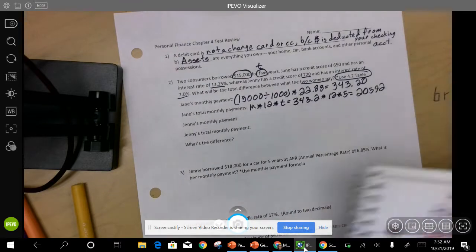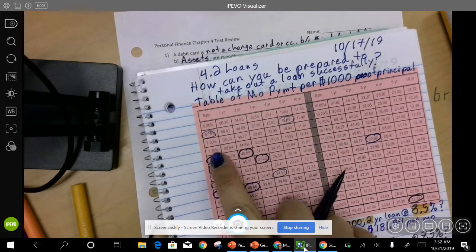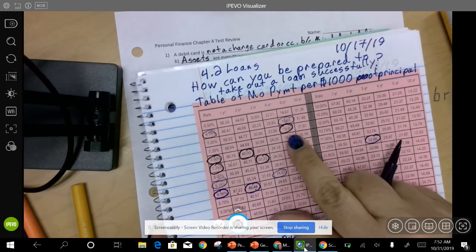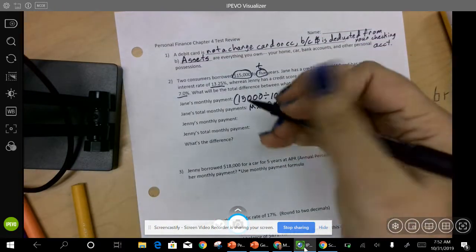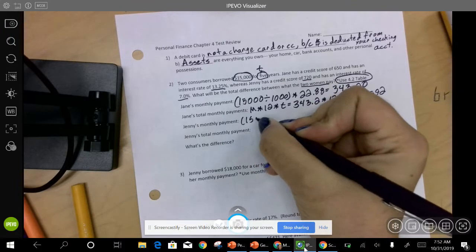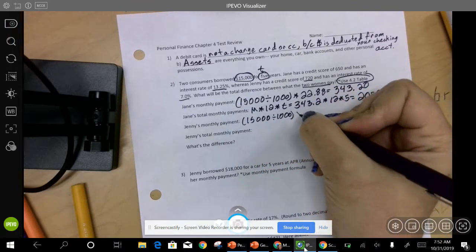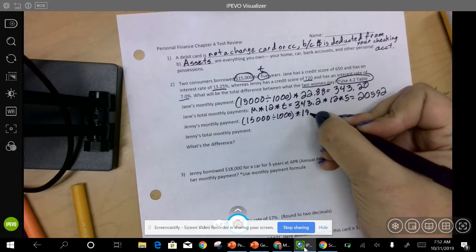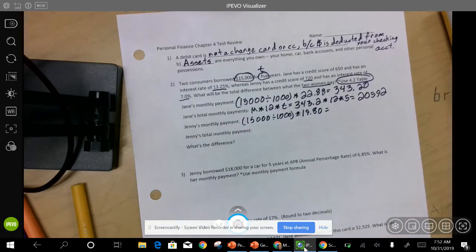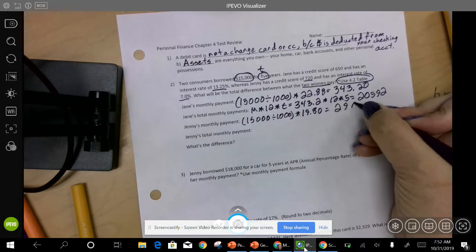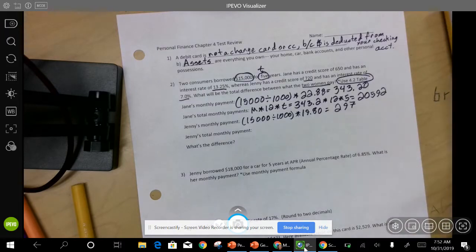Then Jenny, we do the same thing. So I'm looking on the table, 7%, for 5 years. So $19.80. 15,000 again, divided by 1,000, times $19.80. So I got 297, her monthly payment.